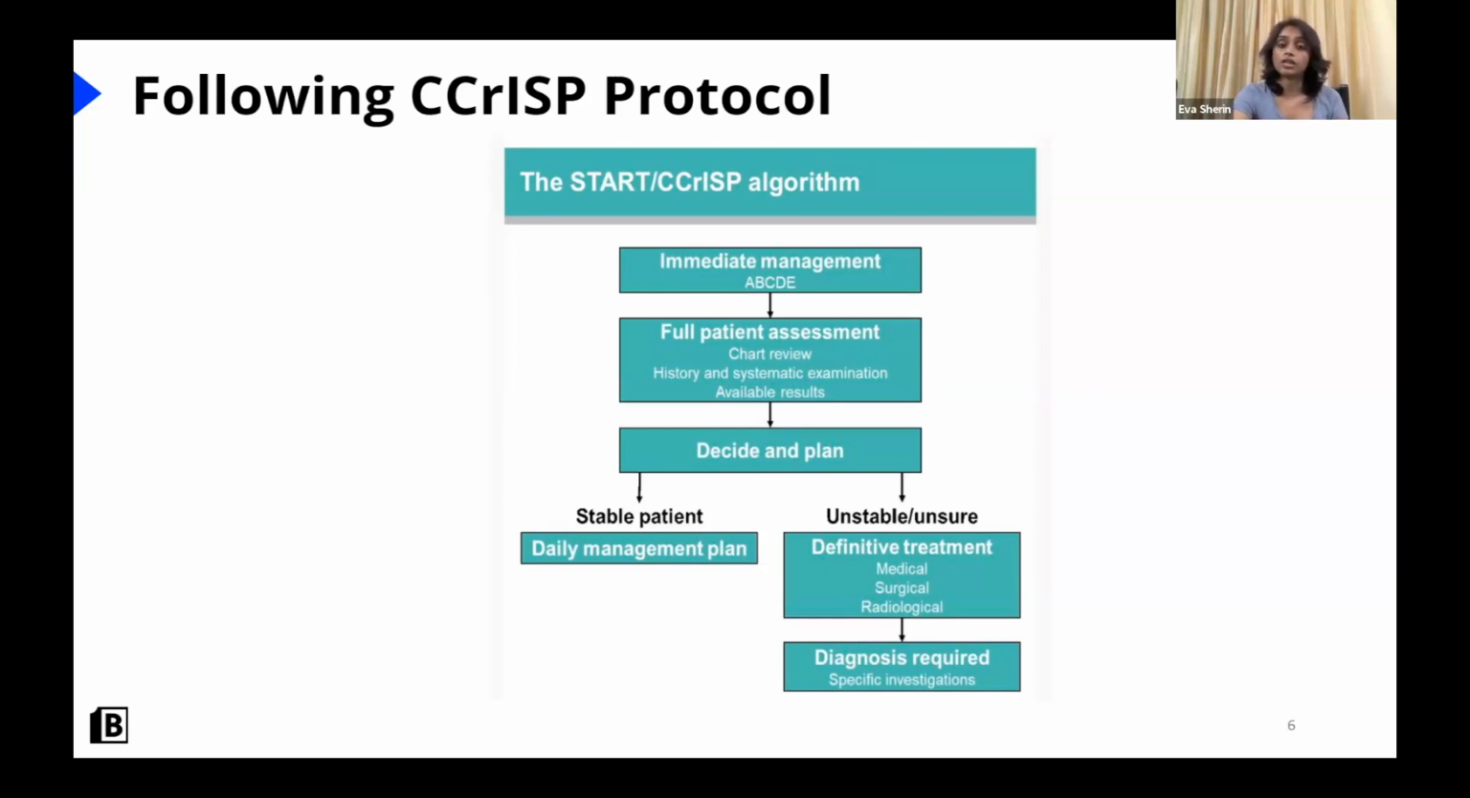If the patient is already stable from your ABCD approach, then you can go back to your daily management plan. If the patient is still unstable, then it is up to you to stabilize the patient. So then you will decide on what treatments you will be giving. Would the patient need HDU management, ITU management? Do they need any urgent surgical intervention, or do they need any further investigations? And then decide.